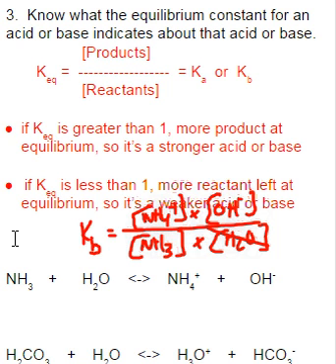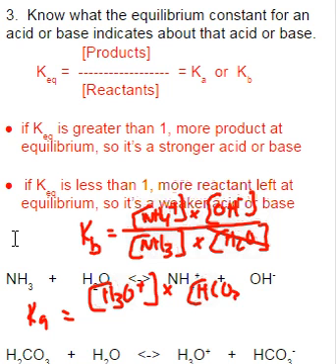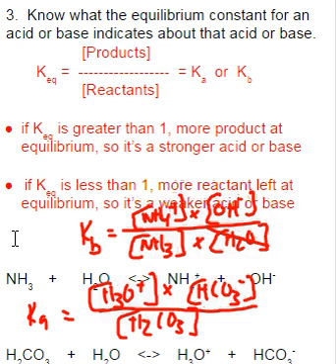So then for the second one, the Ka here would be the H3O+, which isn't the same as H2O, times the HCO3- divided by the H2CO3, and I'm not going to bother to include the water on this one. And that's a little bit about equilibrium constants.